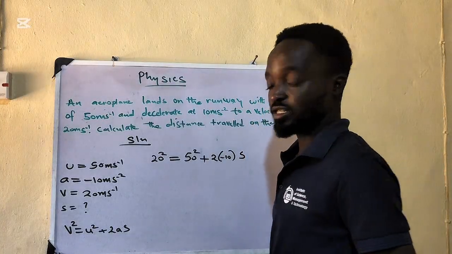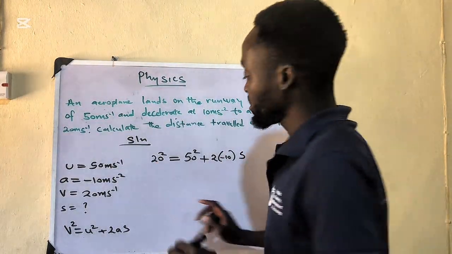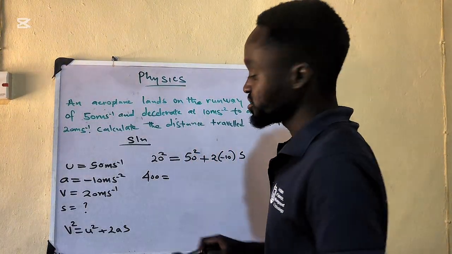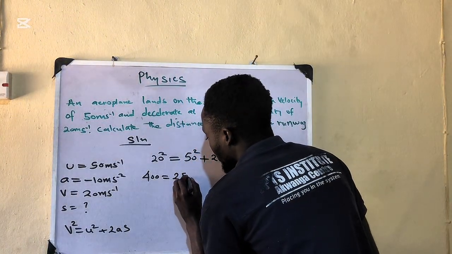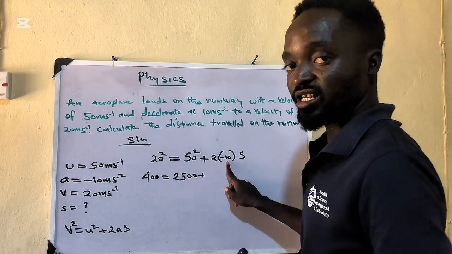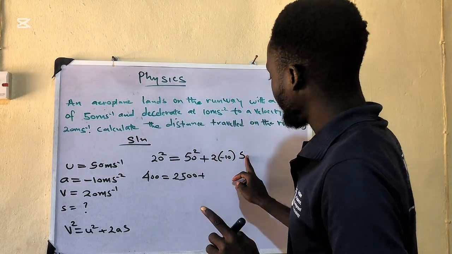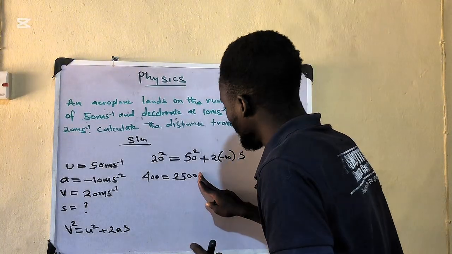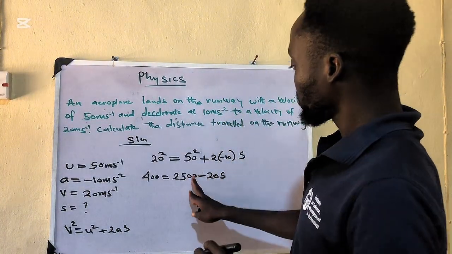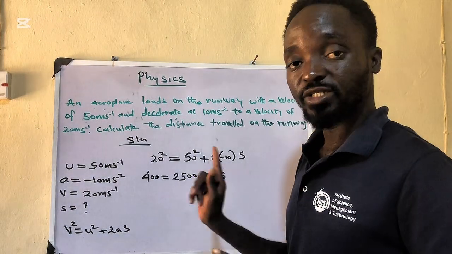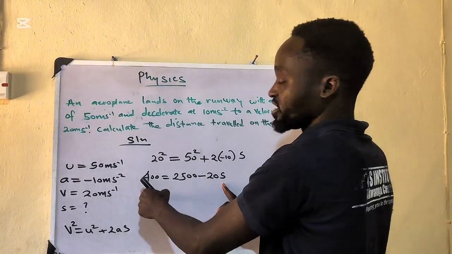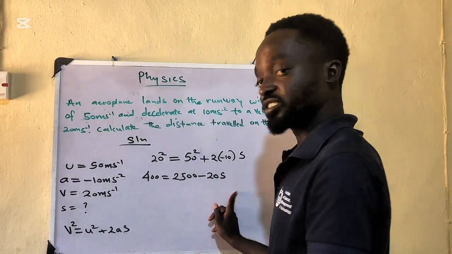So we write it like this. This is 20 squared, which is 20 times 20, that's 400, equals 50 times 50, which is 2,500, plus 2 times minus 10, which is minus 20, so times s is minus 20s. The next thing we want to do from here is to make s the subject of the formula. So how do we make s the subject? We are going to carry this 20s to this side and then bring 400 to this side. Alright?